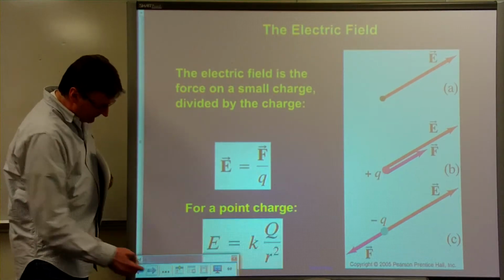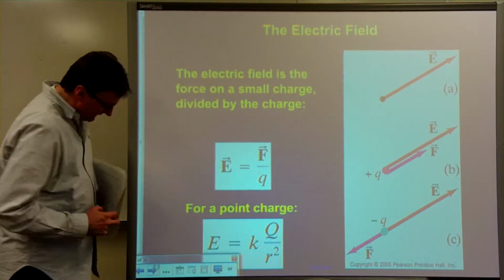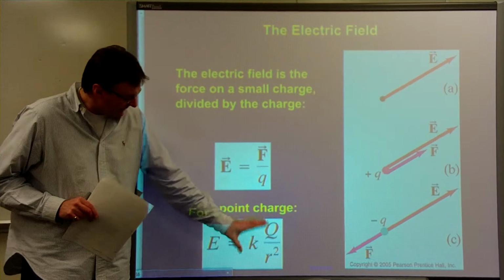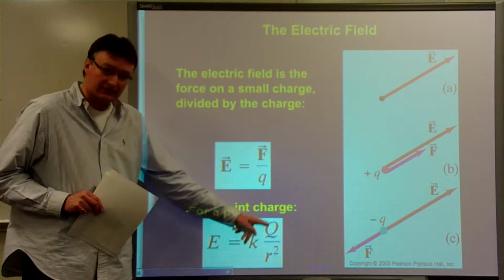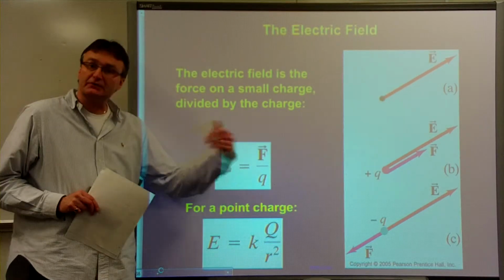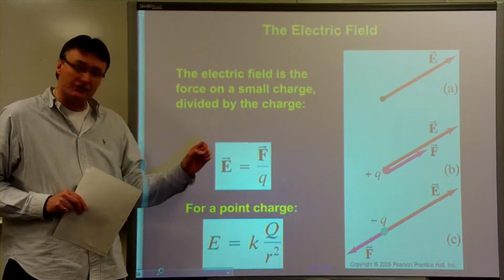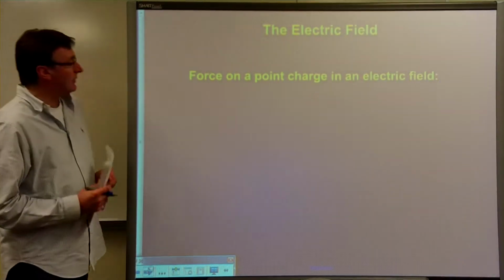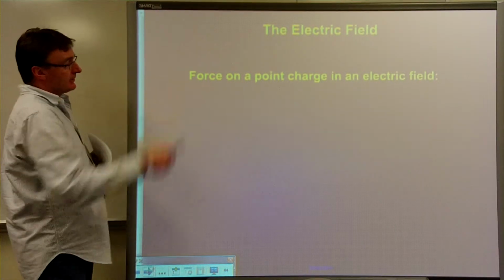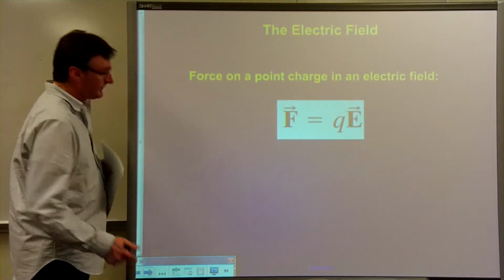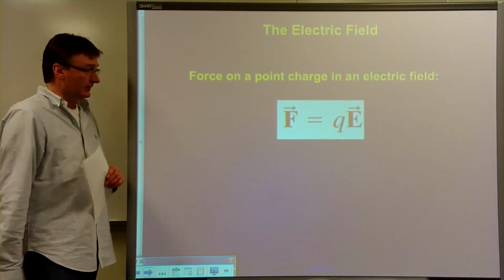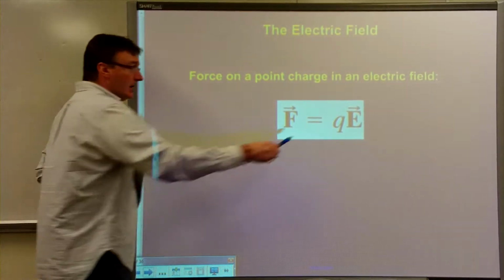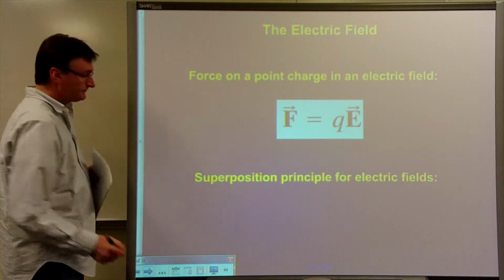So for a point charge, the electric field is determined by taking the formula for electric force and just taking out the test charge, and that'll give you the electric field. If you look at that a little bit more closely, the force on a point charge in an electric field is given by the formula here. So the force is the point charge multiplied by the electric field.